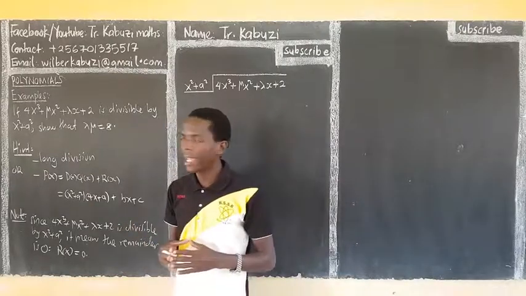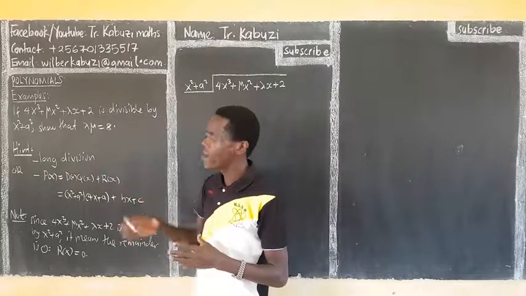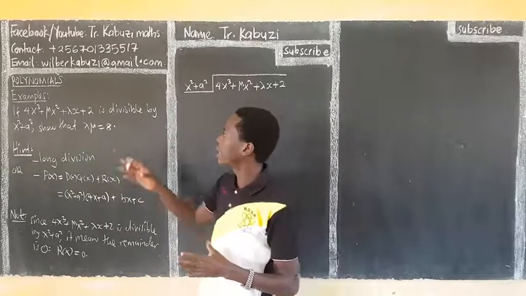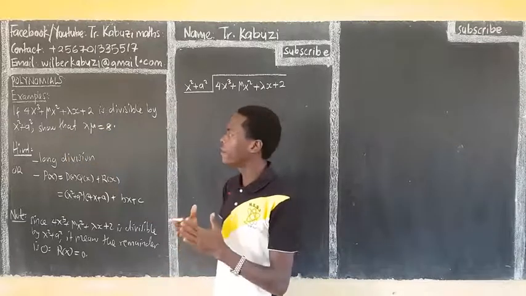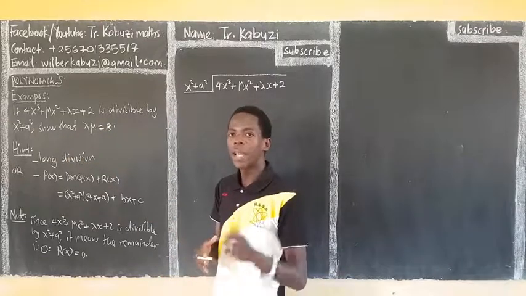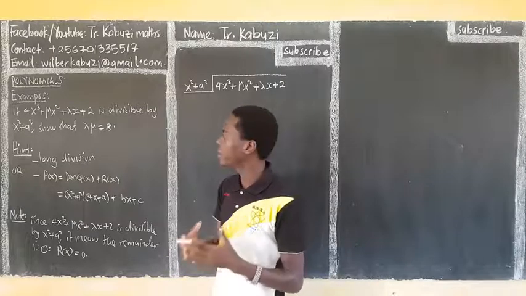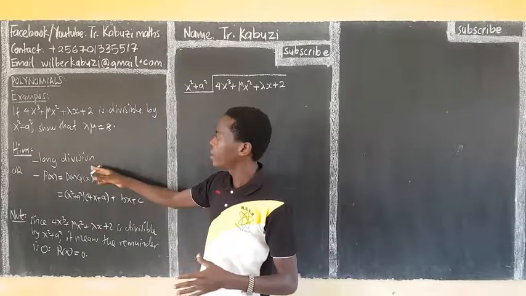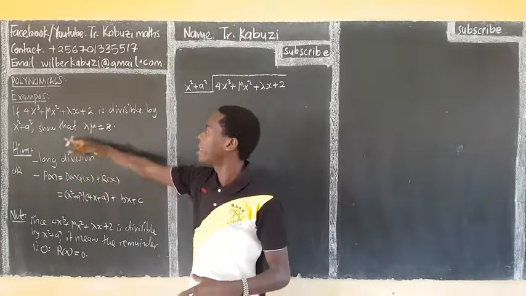This is a very easy question. There are two ways you can do it. The first is you can use long division. Of course, that tells us that this is divisible by this. Whenever you have something which is divisible by something, it implies you don't expect any remainder. In simple terms, the remainder is 0. So you use long division, and the remainder you get is 0 because this is divisible by this.